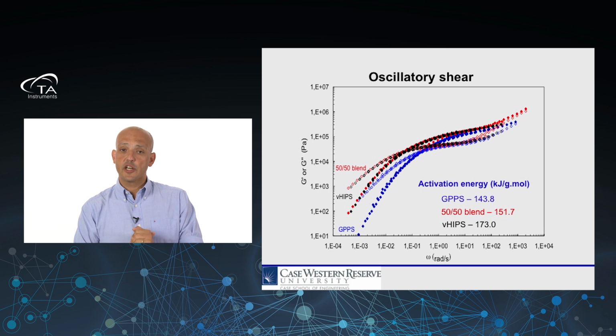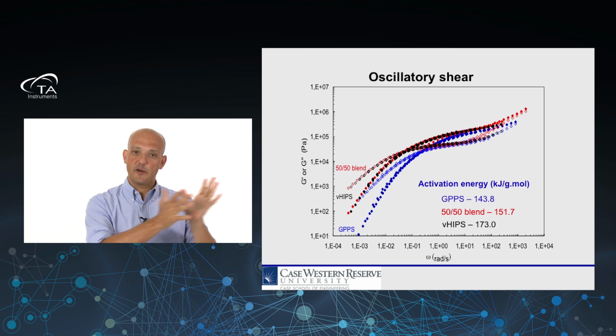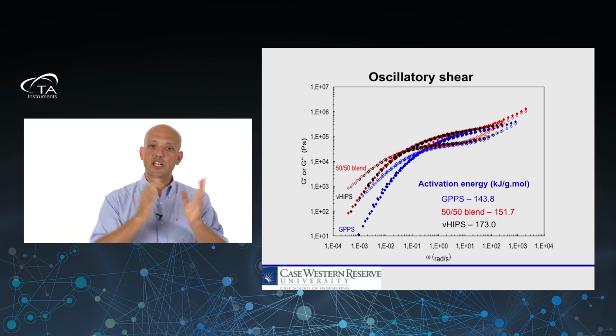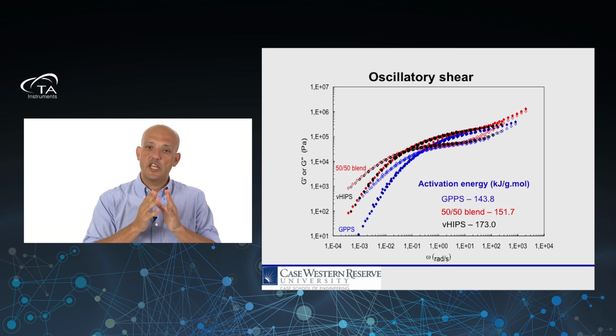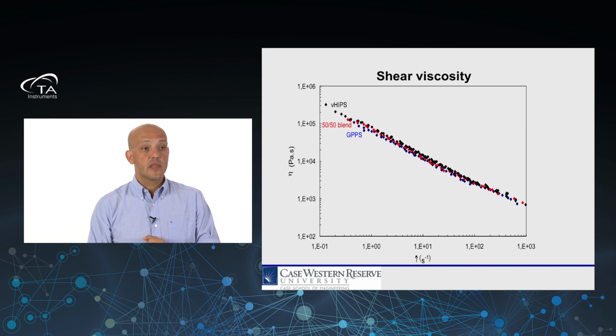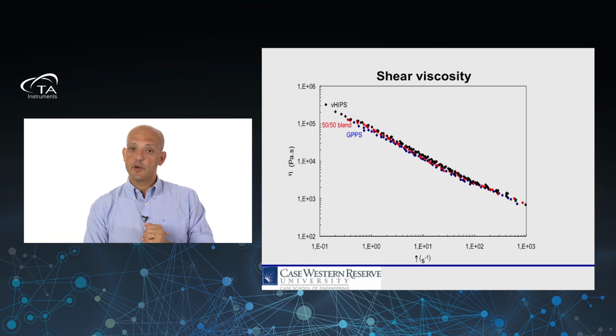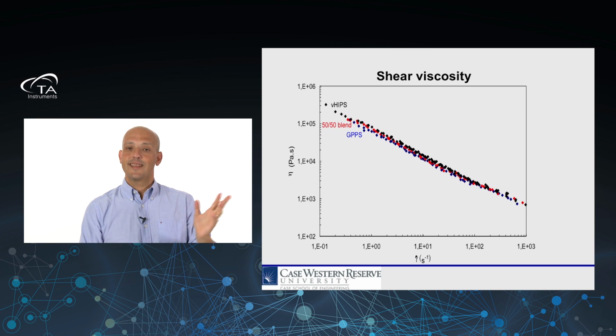So we have these curves of G prime and G double prime, which I could talk about for like 5 minutes, but are beside the point of this webinar. But basically, they show what we expected them to show. Same thing with the shear viscosity. We apply time temperature superposition, and we have 3 shear thinning fluids. The high impact polystyrene is actually, because of the rubber phase, the most viscous. The general purpose polystyrene is the least viscous, and the blend is in the middle. So far so good, nothing unforeseen there.